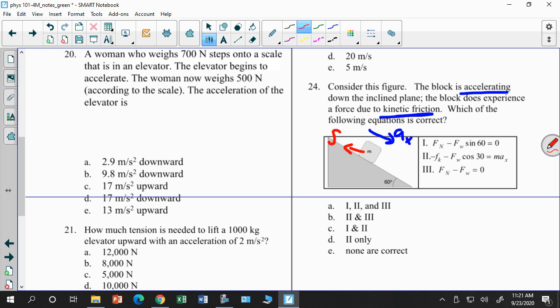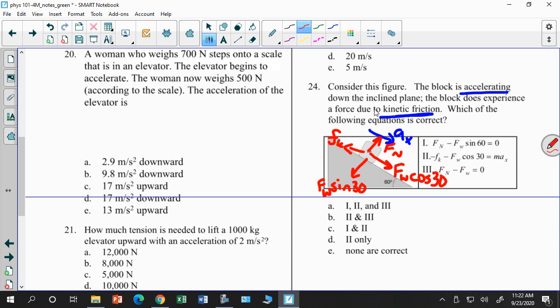So I know that Fk is up the inclined plane. I know that my Fw is broken into 2 pieces: Fw sine of 30 and Fw cosine of 30. I just skipped step 1. I skipped right ahead to step 2 where I'm resolving my vectors. And then I have Fn. And once I do that, I can think about what my equations are. Actually, I'll just go ahead and write out the equations.